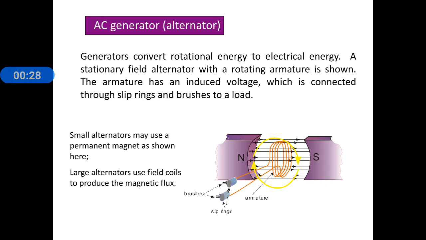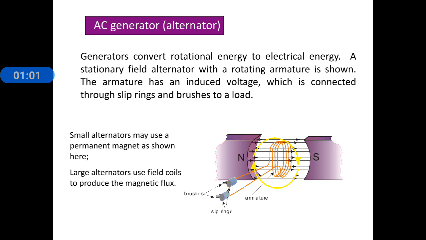In large generators, a stationary field alternator with a rotating armature is shown. The armature has an induced voltage which is connected through slip rings or brushes to the load. While rotating, the coil, or simply the armature, the total coil is called the armature, and the collected EMF is connected to the load through slip rings or brushes.